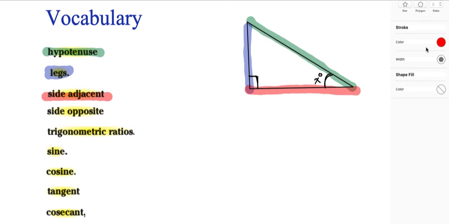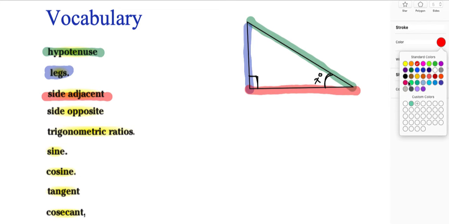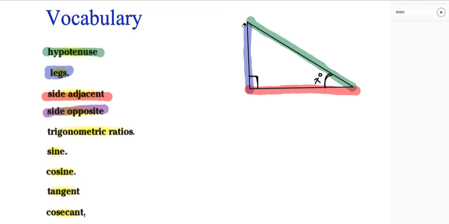And the side opposite X would be the side opposite X. So we would call it this side over here. Let me change the color real quick. So opposite is just across the street from the angle that I'm standing at.